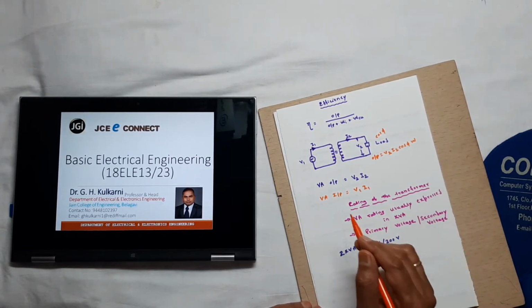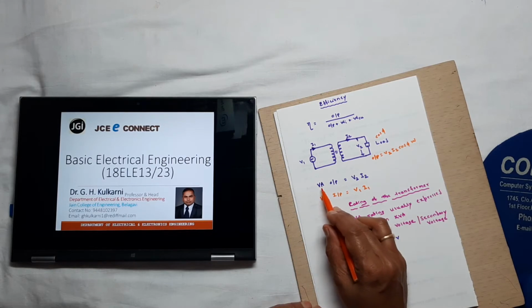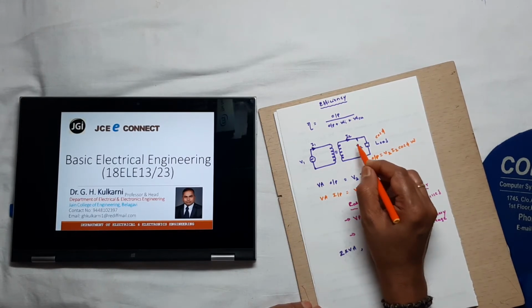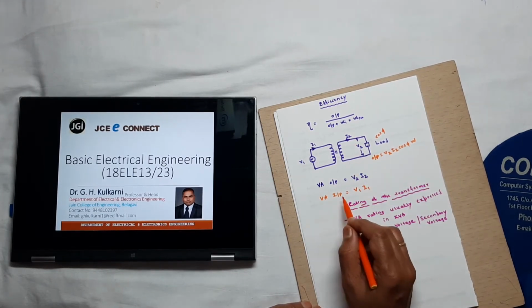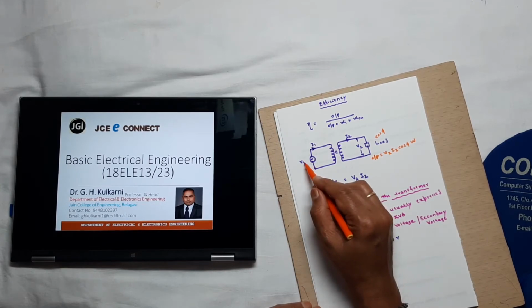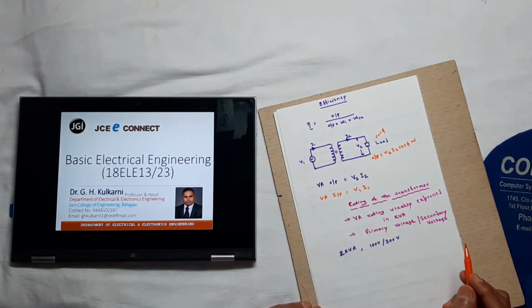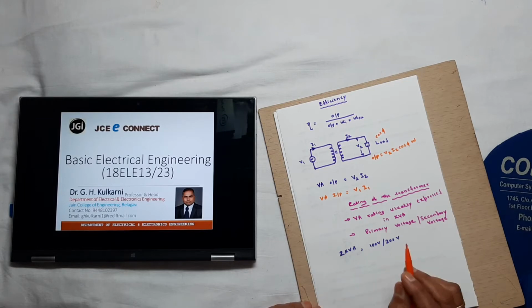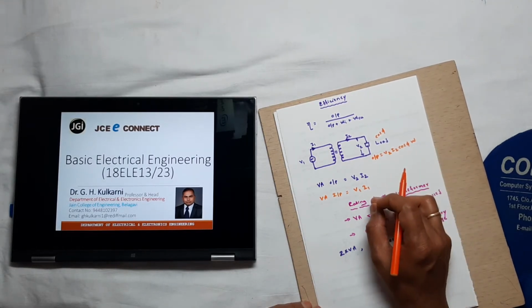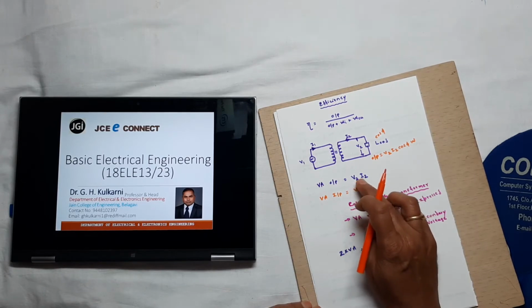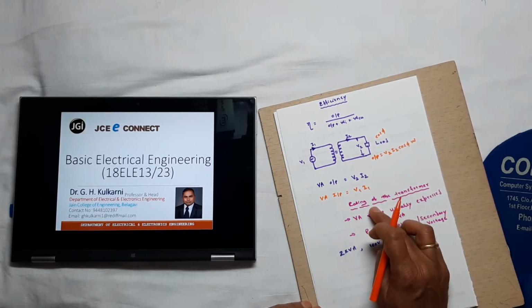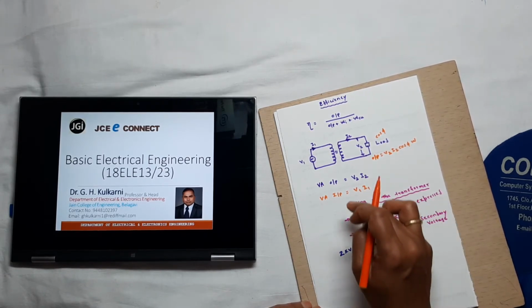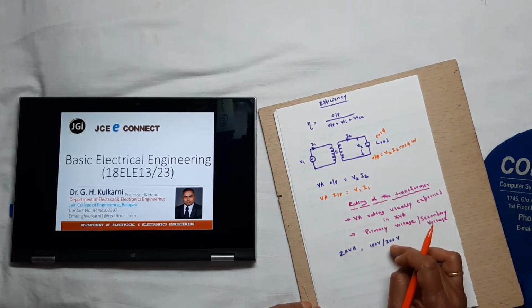Then we have seen here that the volt ampere output is the product of V2 and I2, and the volt ampere input is the product of V1 and I1. With this background, let us relate this V1, I1, V2, I2 with the rating of the transformer. How is it correlated with the rating of the transformer?